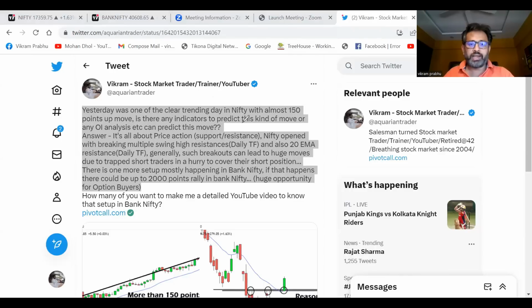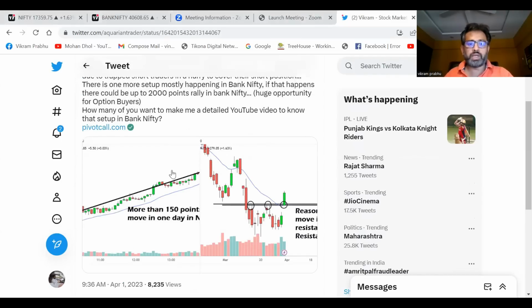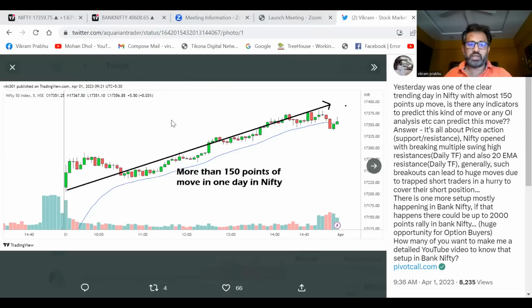And is there any indicator to predict this kind of move? Why did this move happen in Nifty? Is it because of some indicator or your open interest analysis and all this? And the answer is it's all about price action. It's all about support and resistance, which made Nifty give a big move. And I posted the charts also. This is the Nifty 5 minutes chart which I posted. Almost a 150 points move in a single day in Nifty.